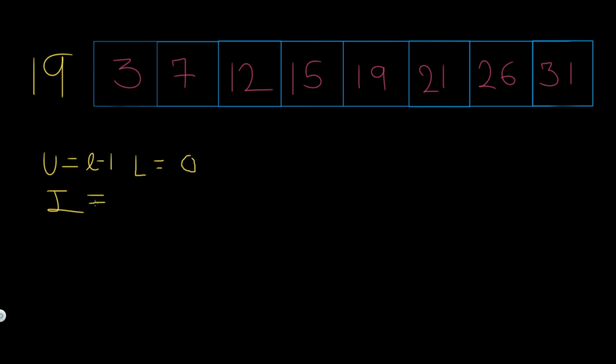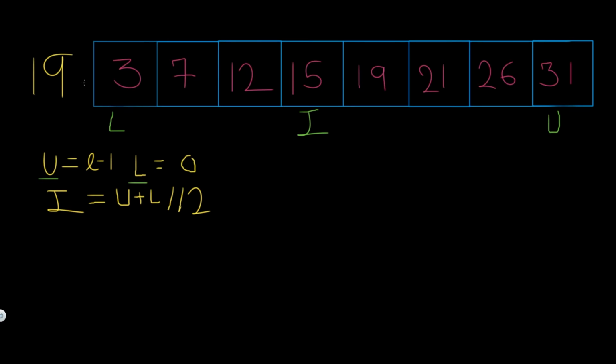And what will be the value of this I? The value of I will be U plus L divided by 2. Let me tell you what this means. L means the first element of this list, and U means the last element of this list. Let's calculate the value of I. U plus L is 7, and 7 divided by 2 will give us 3, and this 15 is at index 3 of this list. So this will be the I position of this list.